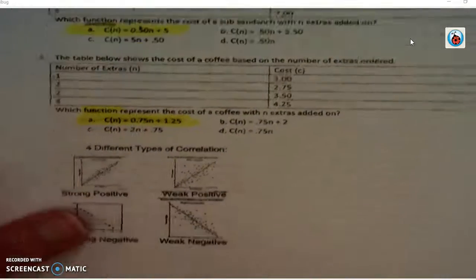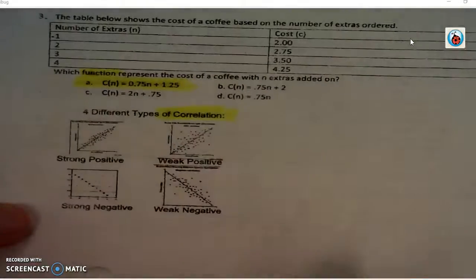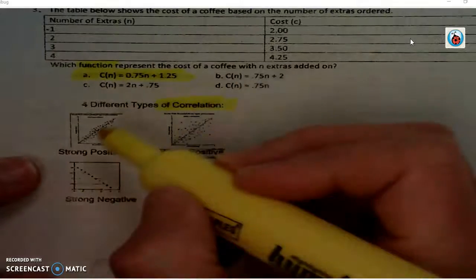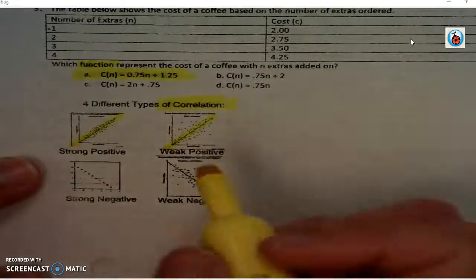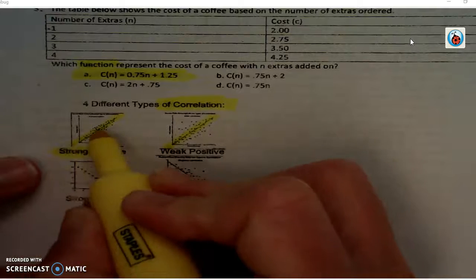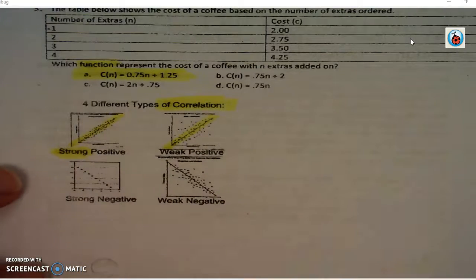There are 4 different types of correlation. There are 2 that are positive. Notice the line is going up. Strong means that the dots are close to the line. Think about a strong magnet. The magnet attracts things to it. So strong, the dots are close.